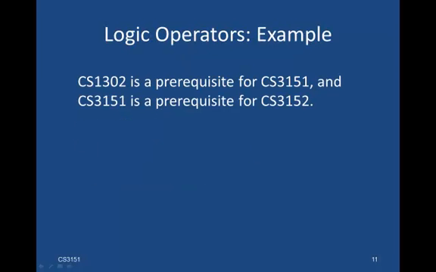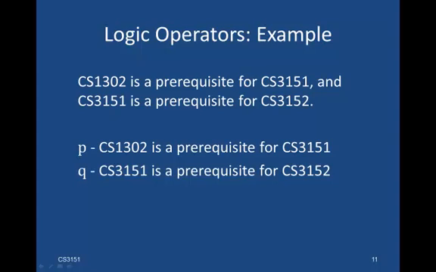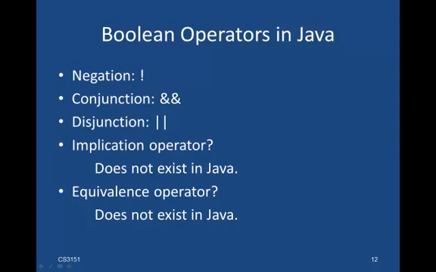The compound proposition we have seen before, CS1302 is a prerequisite for CS3151, and CS3151 is a prerequisite for CS3152, uses a conjunction, that is, the logic AND operation. If we represent the first part of the compound proposition by the logic variable p and the second part by the logic variable q, then we can also rewrite the compound proposition as p and q. You know the negation, the conjunction and the disjunction operations from Boolean expressions in Java. Just the used symbols differ, but the meaning of the operations is the same. Note that there is no implication operation and no equivalence operation available for conditional expressions in Java.